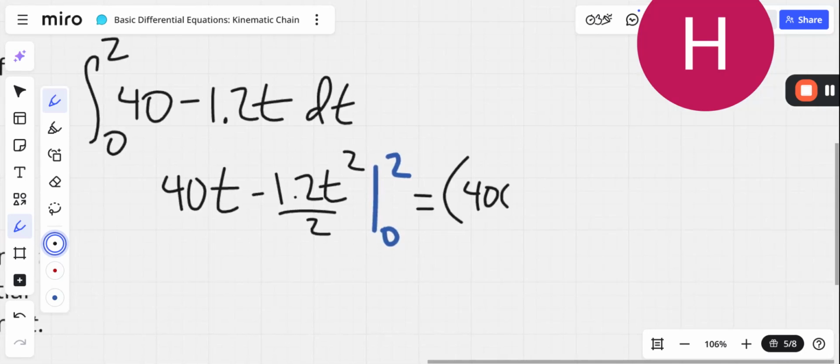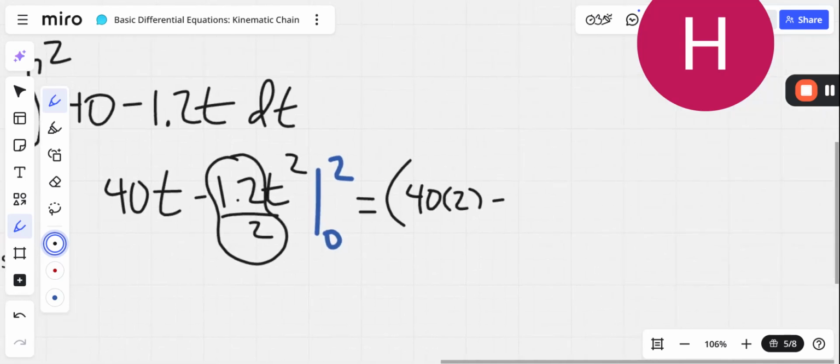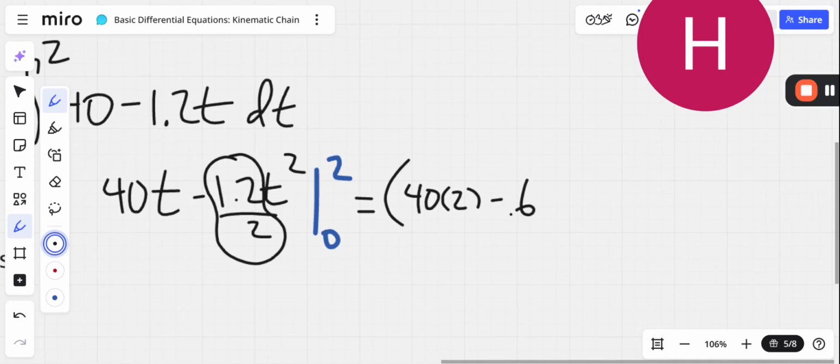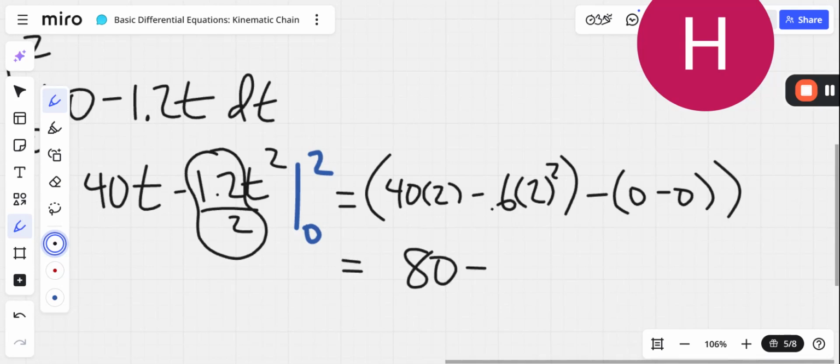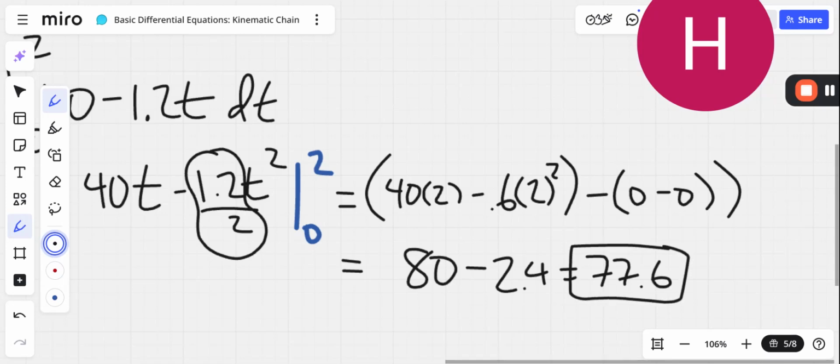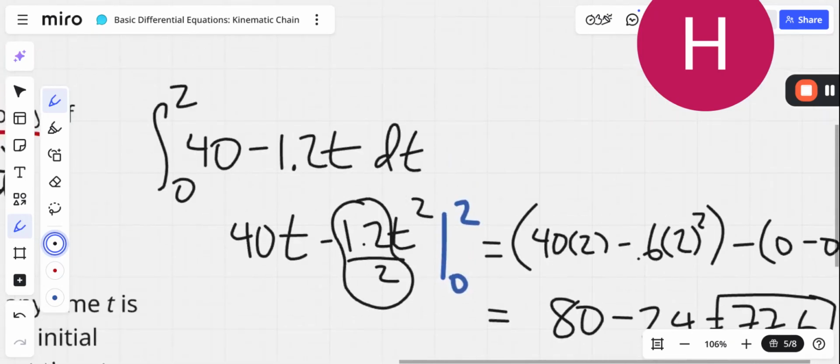We get 40 times 2 minus, let's simplify that. It's just 0.6. So 0.6 times 2 squared minus what we get when we plug in 0. Fortunately, all that stuff's just going to turn into 0. So this is going to give us 80 minus 4 times 0.6. That's 2.4 for a whopping total of 77.6.